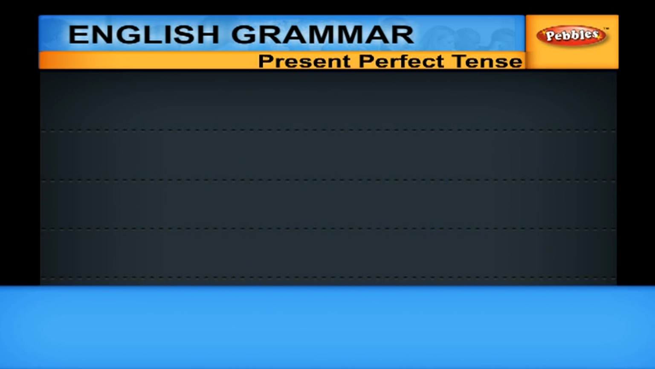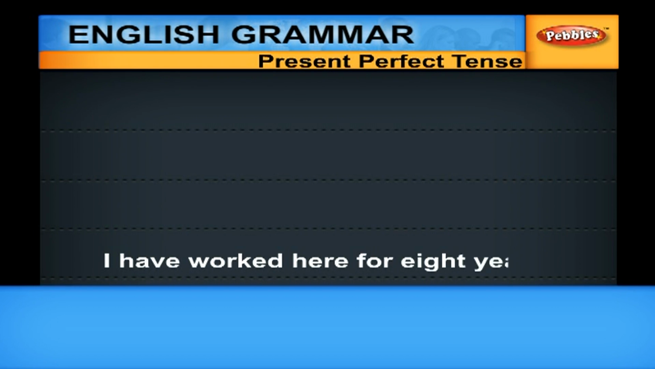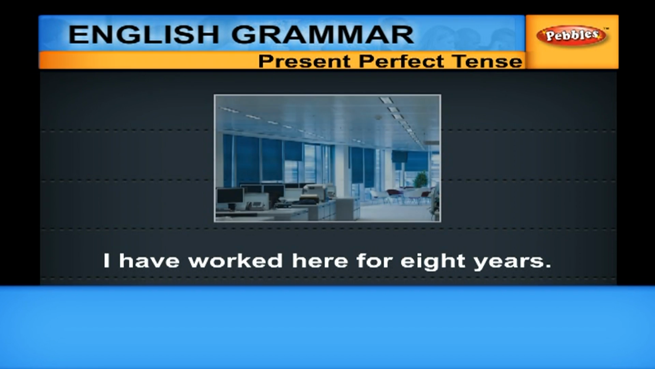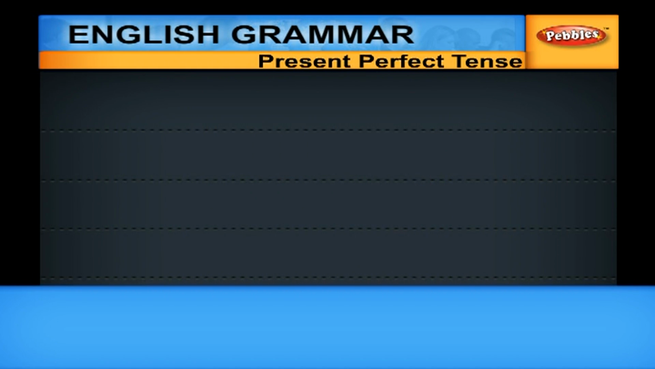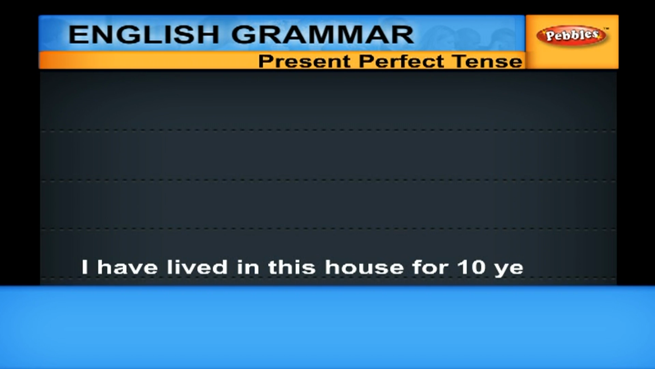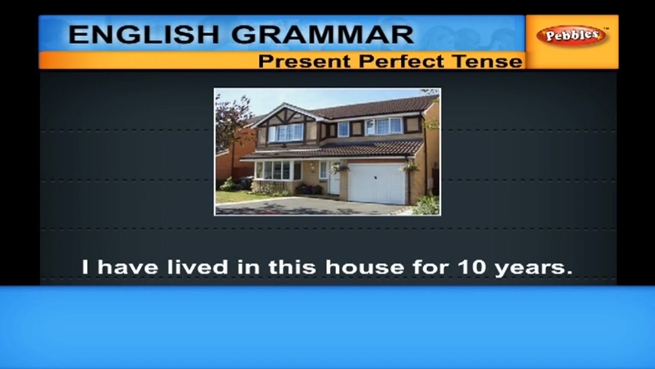Similarly, for an action that began in the past and continues until the present, you can also use present perfect. I have worked here for 8 years. It is in present perfect. You may be working here now or you may not be. I have lived in this house for 10 years. Here we talk about an action that started in the past, that may or may not continue to the present.